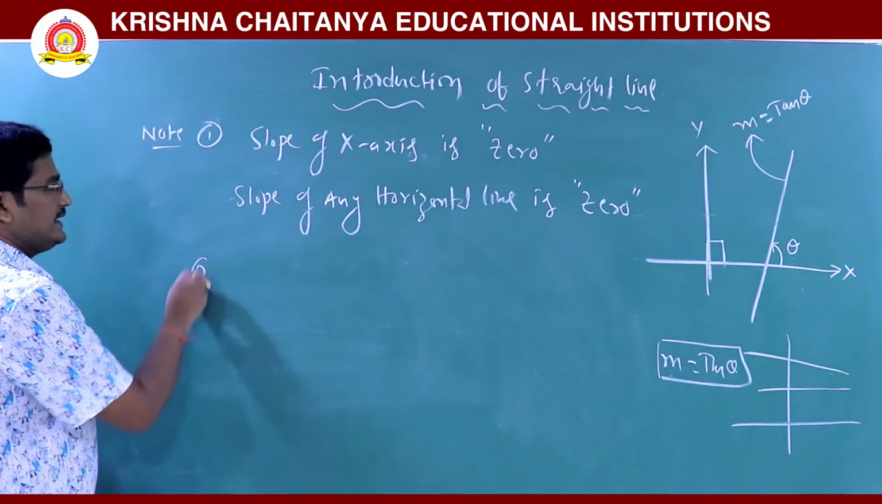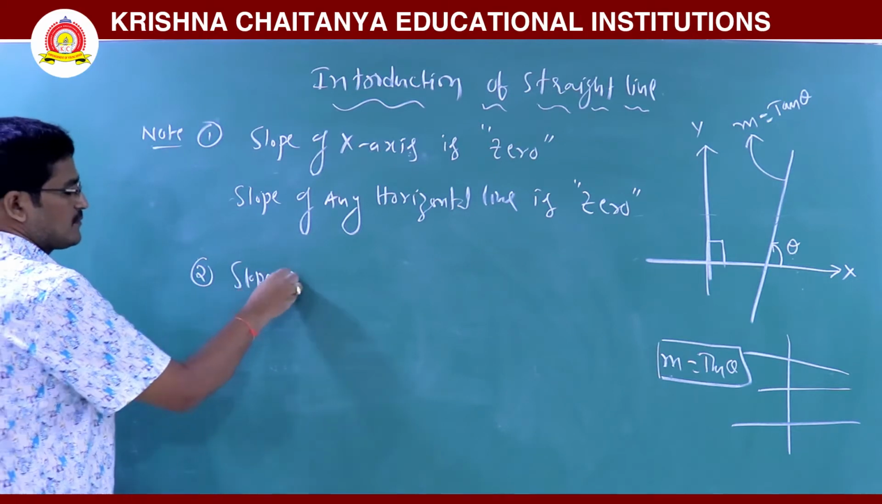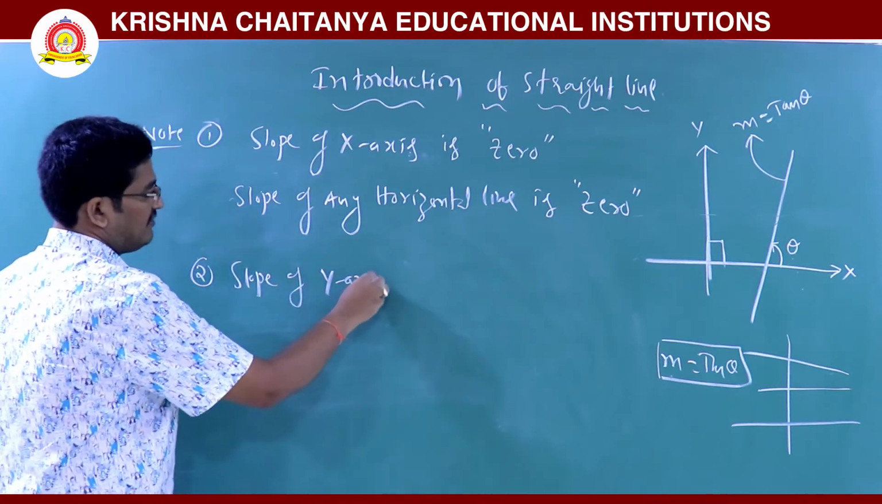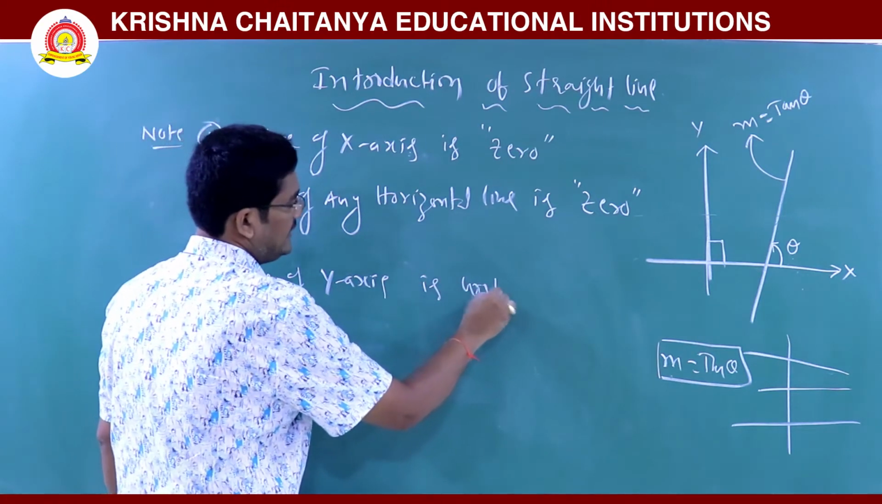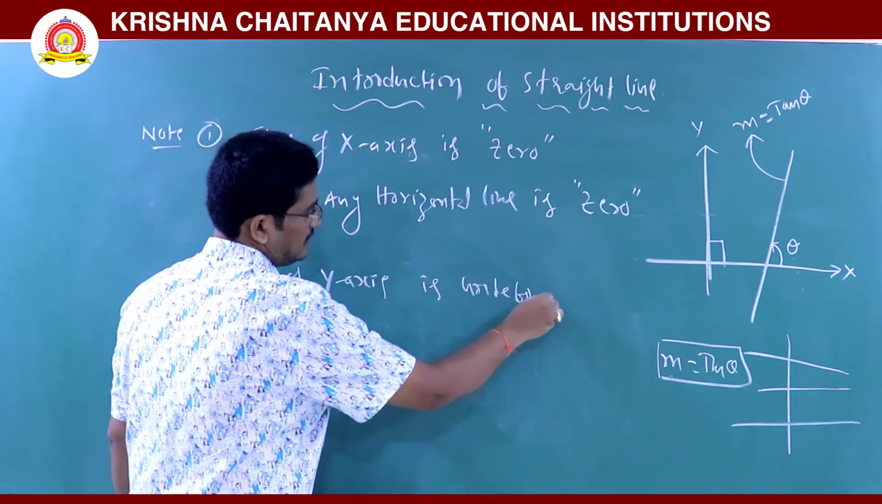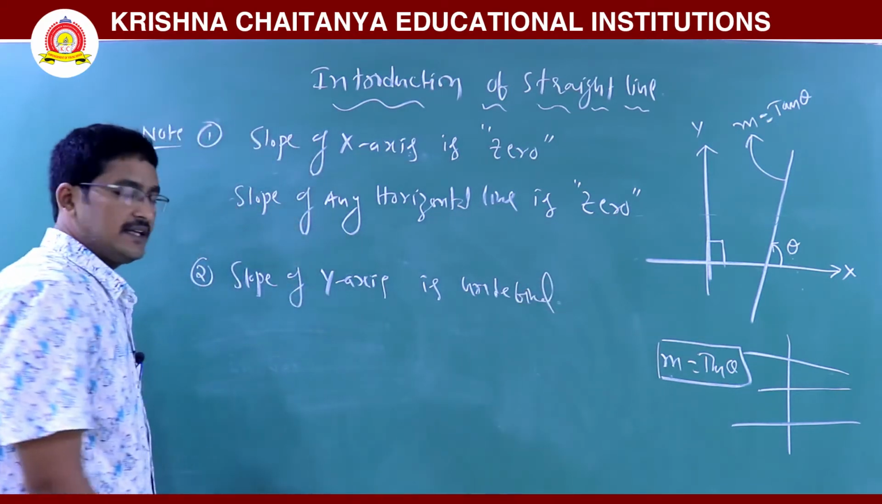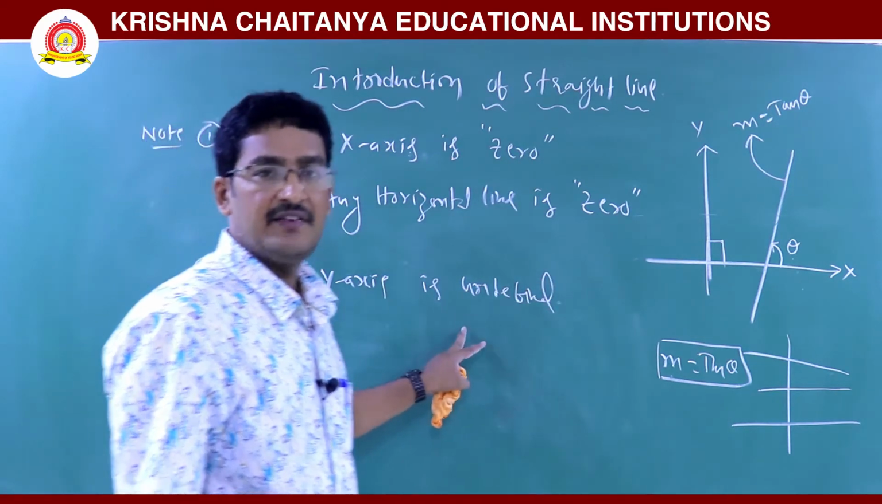So, the second point is slope of y-axis. Slope of y-axis is undefined. It is not defined because the value is tan 90. Tan 90 value is undefined.